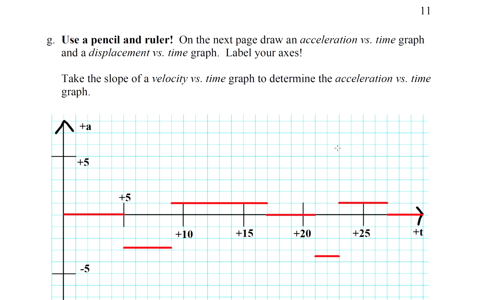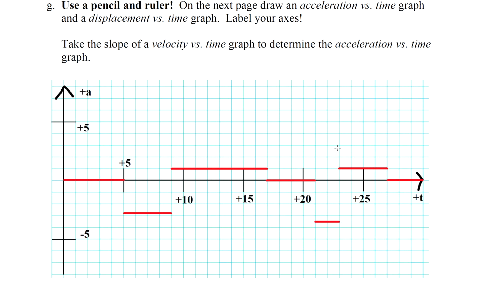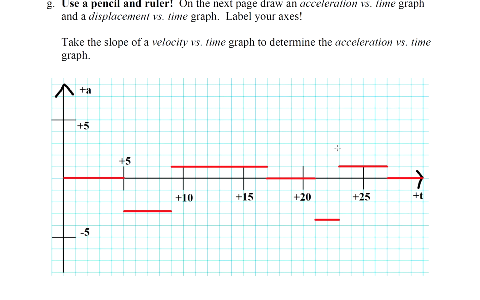Part G, draw an acceleration versus time graph and a displacement versus time graph. Well, how do we draw an acceleration versus time graph? We take the slope of a velocity versus time graph. So we just take the slope of each line.